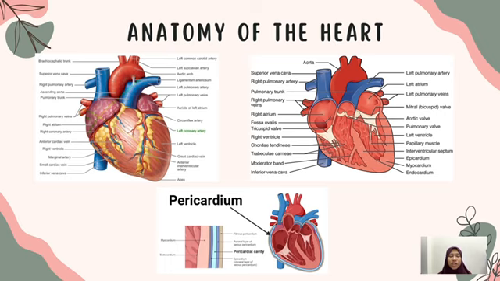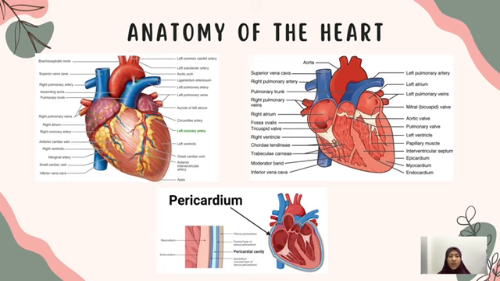This slide shows the anatomy of the human heart. The heart is a muscular organ located in the mediastinum between the lungs, slightly to the left of the midline. The heart is divided into four chambers: the right and left atria at the top and the right and left ventricles at the bottom. The right side of the heart handles deoxygenated blood and the left side handles oxygenated blood. Other than that, the heart valves consist of tricuspid, mitral, pulmonary, and aortic, which ensure one-way blood flow and prevent backflow. Also, the heart is enclosed by a protective sac called the pericardium.